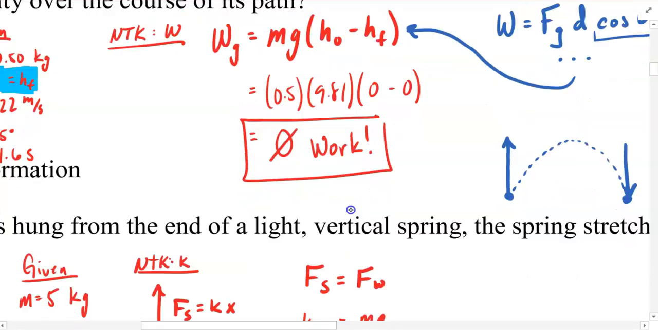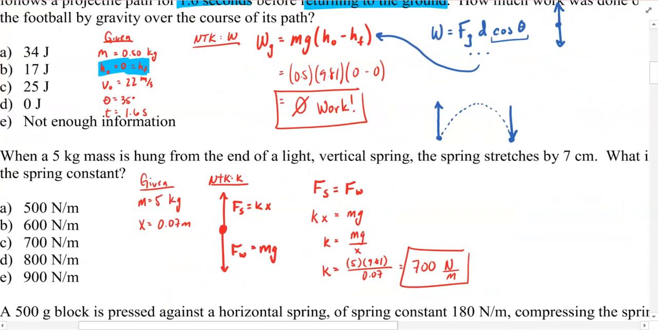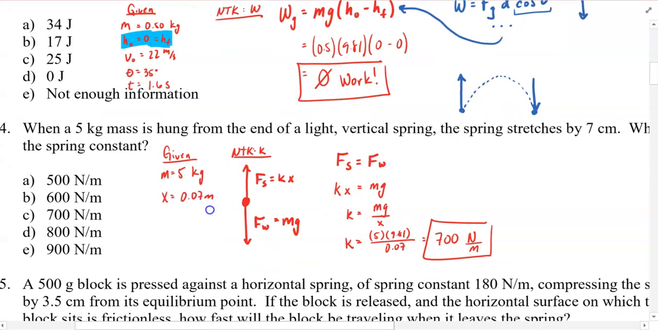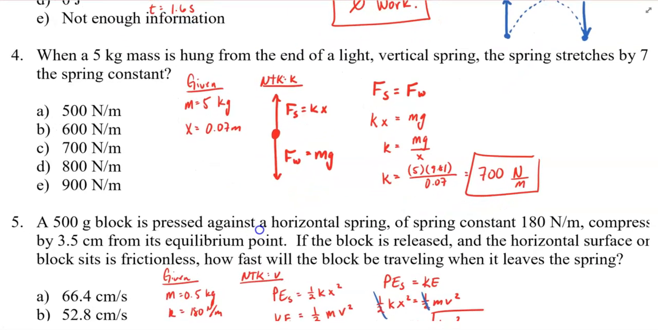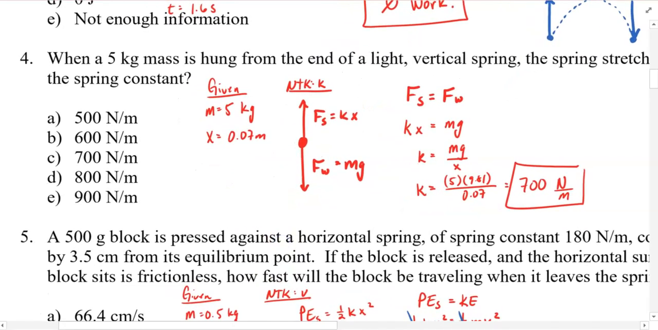No work is being done by gravity, at least when considering the entire event. There was work being done on the way up, and there's work being done on the way down, but the negative work on the way up and the positive work on the way down summed or netted to 0.